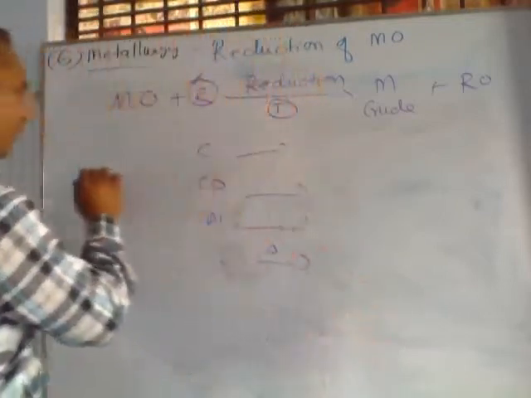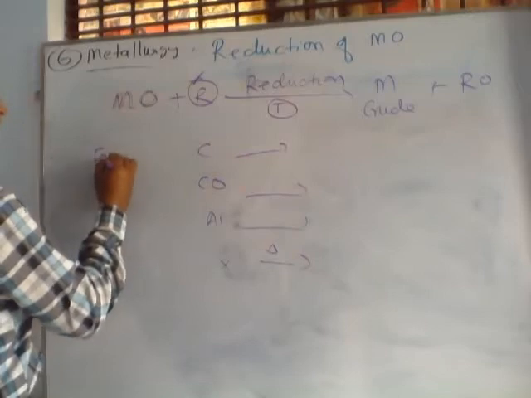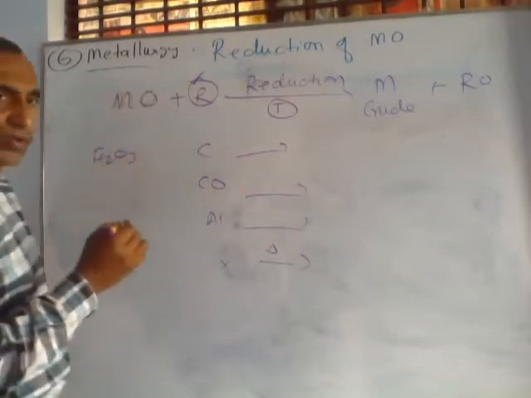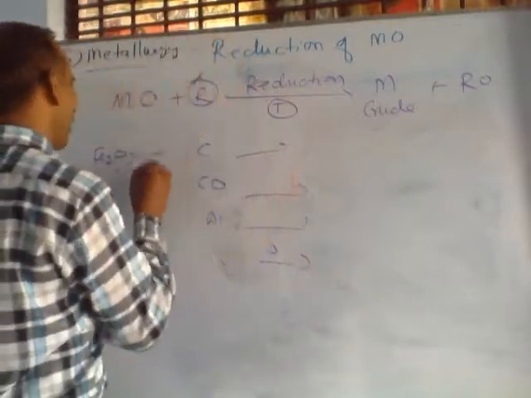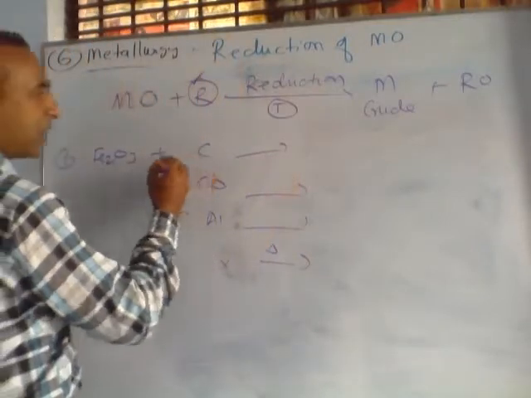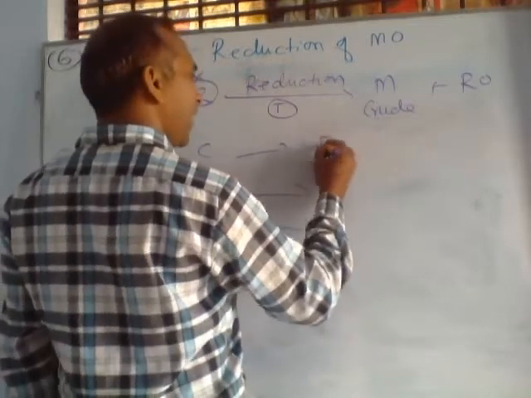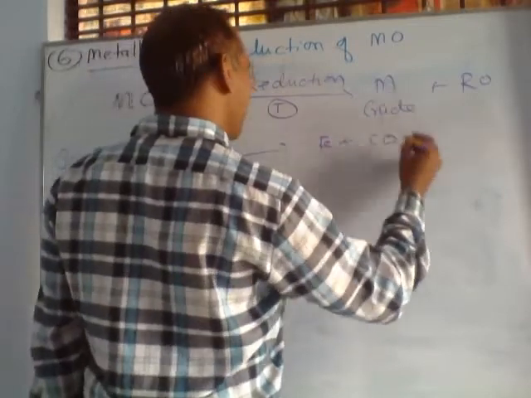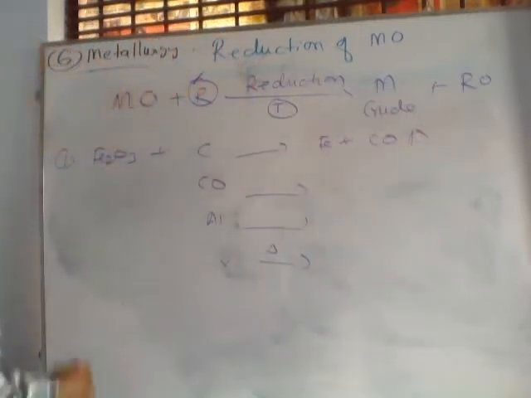Listen, suppose there is Fe2O3, Fe2O3 is ferric oxide. If we are heating this ferric oxide with carbon, it will give what? It will give simple iron along with CO gas removed, and iron is formed.